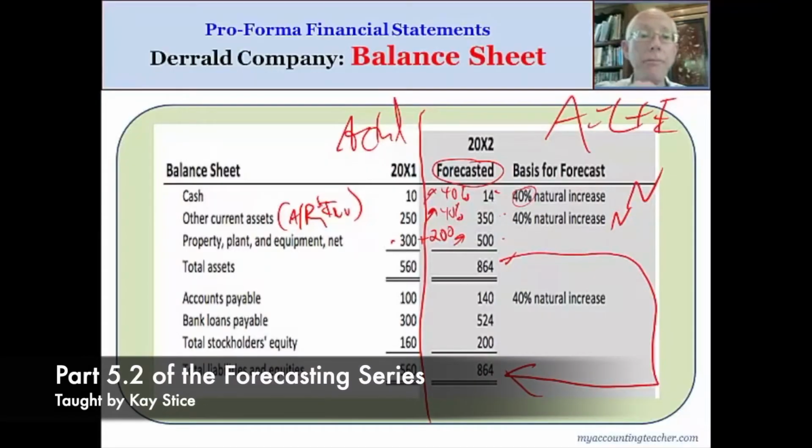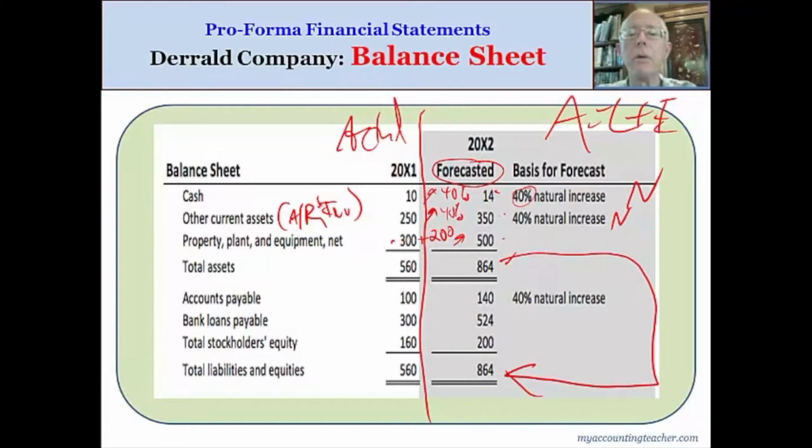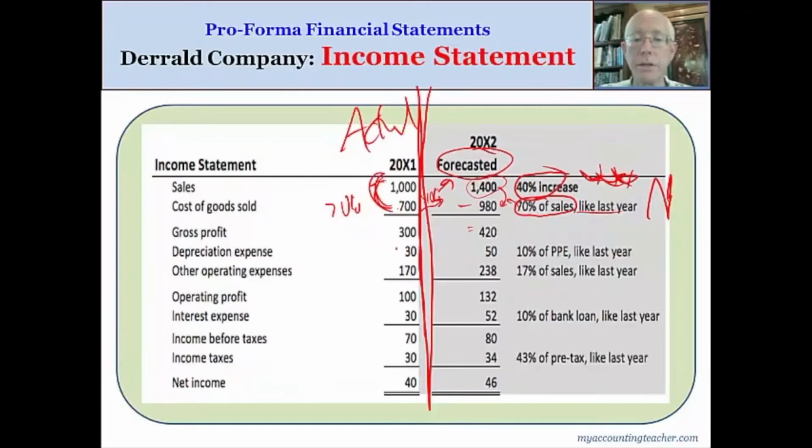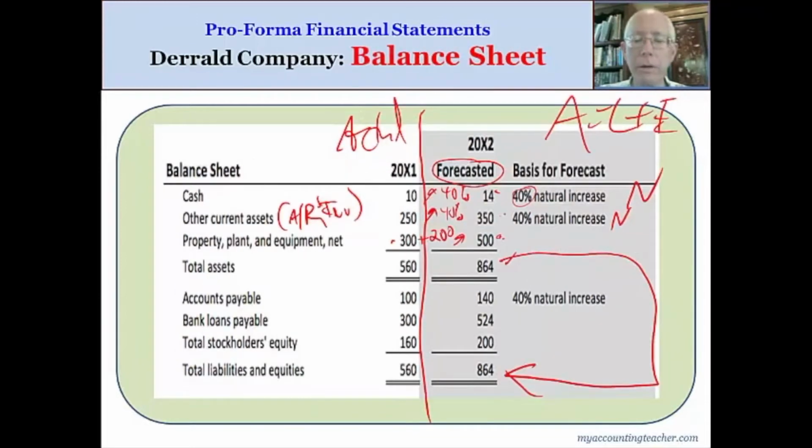But for now, property, plant, and equipment is going to be 500. So we want to use that to forecast our depreciation expense. So let's take a look here. Depreciation expense last year was 30. And what was my property, plant, and equipment last year? Property, plant, and equipment was 300.